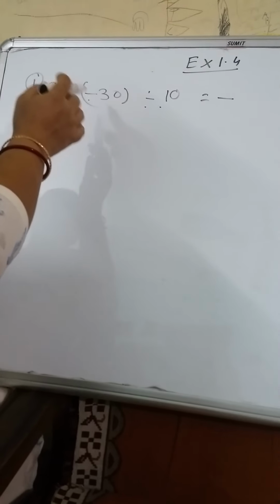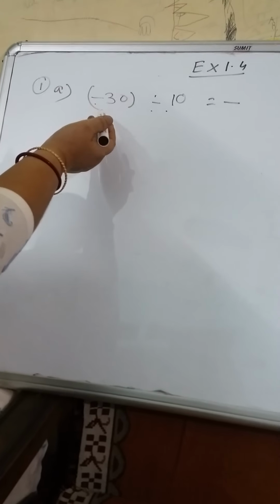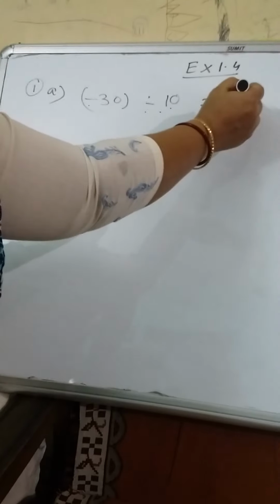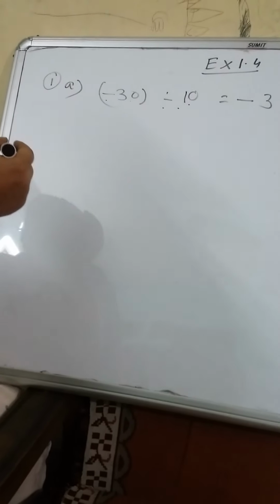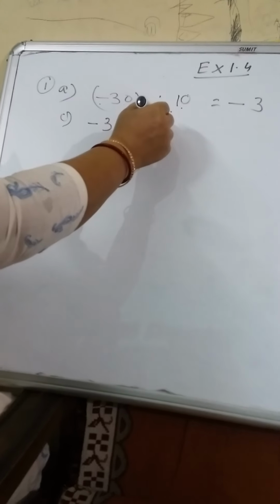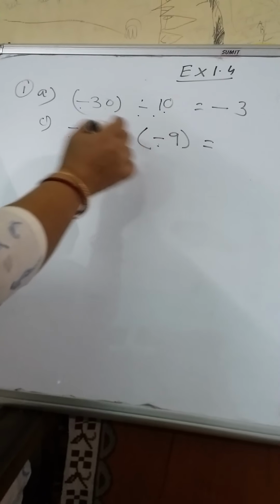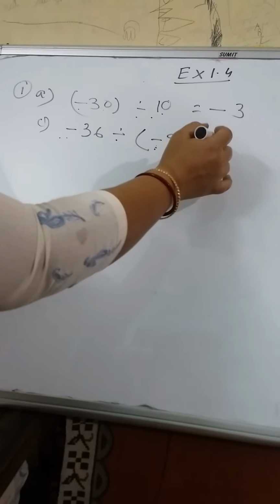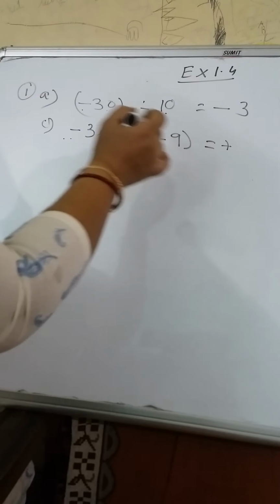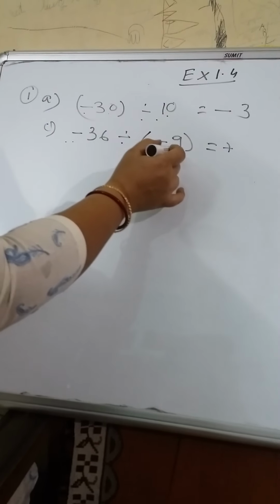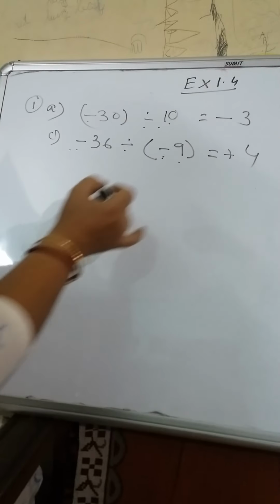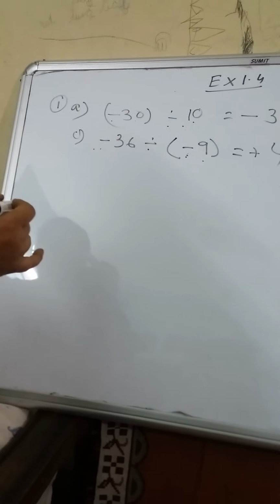Next, you have to divide as you divide whole numbers. 30 divided by 10 is 3. Take another example: minus 36 divided by minus 9. Both signs are the same, so the answer will have a positive sign. So 36 divided by 9 is 4.